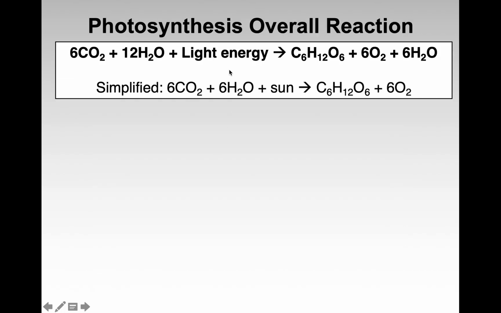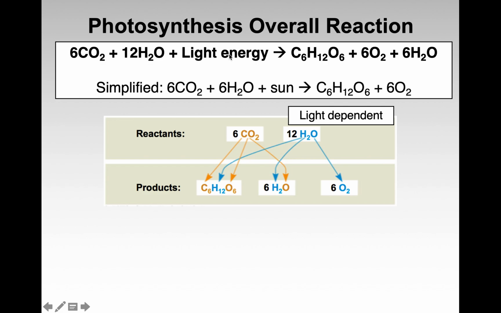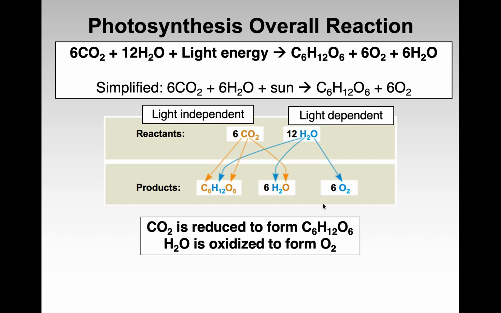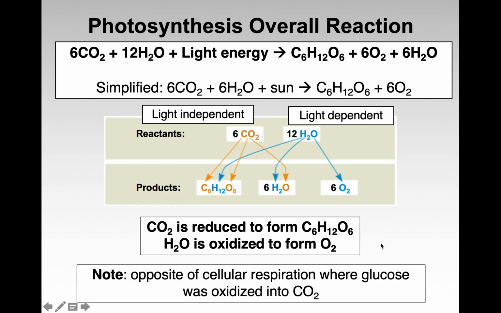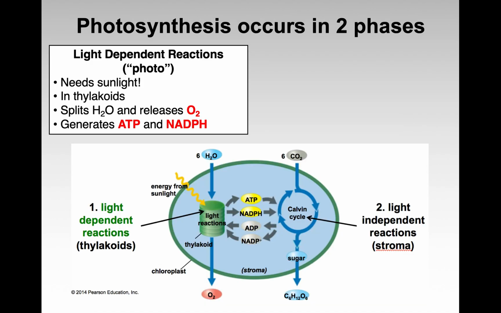Here's the overall reaction of photosynthesis, where we have carbon dioxide, water, and light energy to make glucose, oxygen, which is waste for the plant, and water. If you actually do the bookkeeping, what you can see is that carbon dioxide is reduced to glucose. Water is oxidized to form oxygen as waste. This is the opposite of cellular respiration.